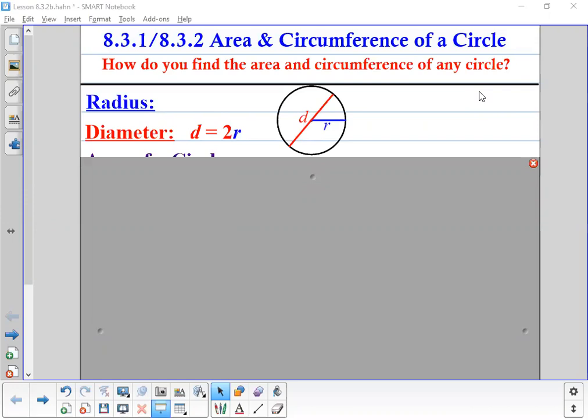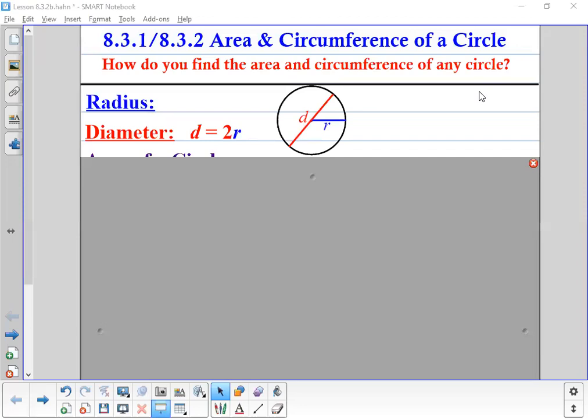The diameter is the length of a line segment, or it is the line segment itself, that goes from one edge of the circle through the center to the other edge. So a diameter basically goes through the widest part of the circle. It has to go through the center.